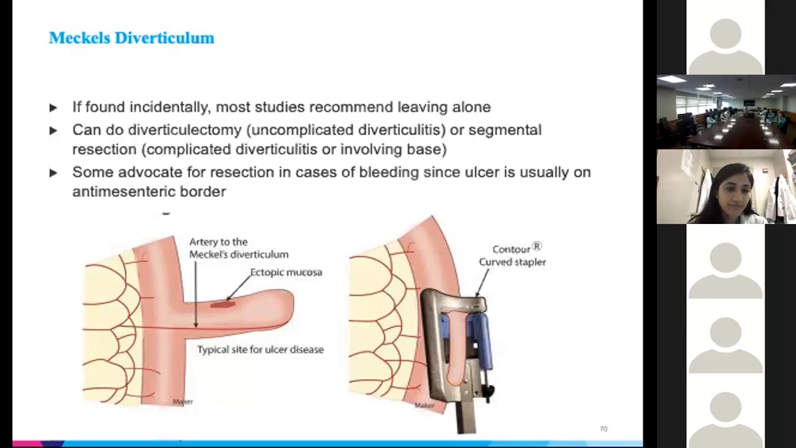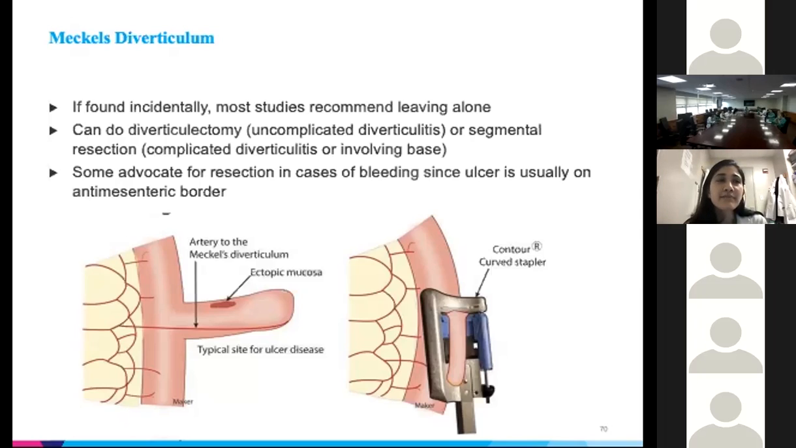So, Shruti, what would make you resect it more if you found it incidentally? Are there any characteristics of a Meckel's diverticulum that would make you more likely to decide to resect it? So if you're concerned for gastric mucosa and bleeding, you want to resect it because the ulcer that's causing the bleeding is usually not contained within the diverticulum. But remember, we said this is incidental. So the patient is asymptomatic. You don't know if the patient's bleeding.